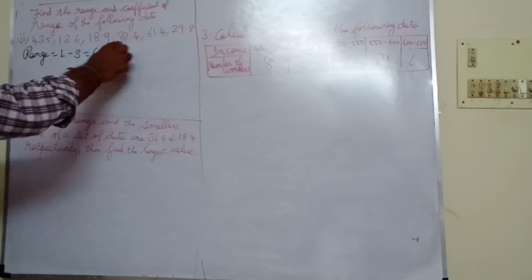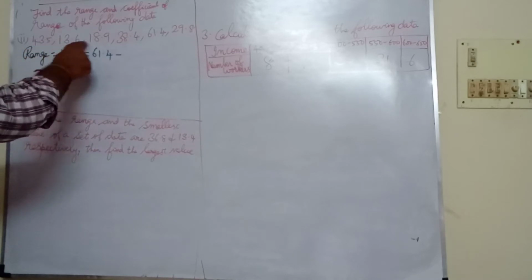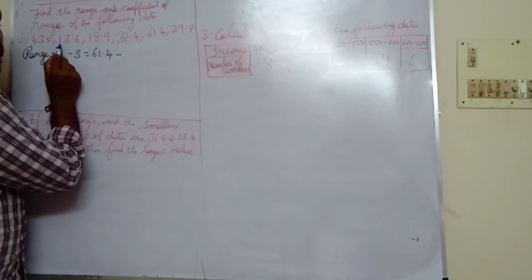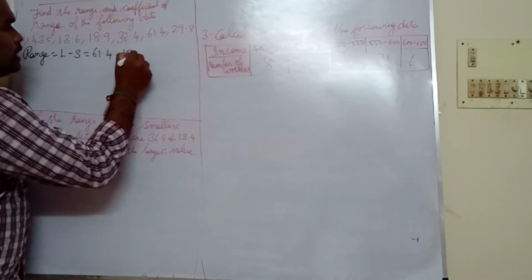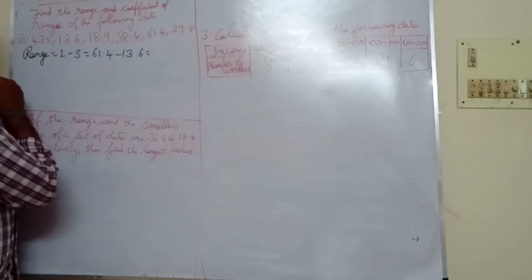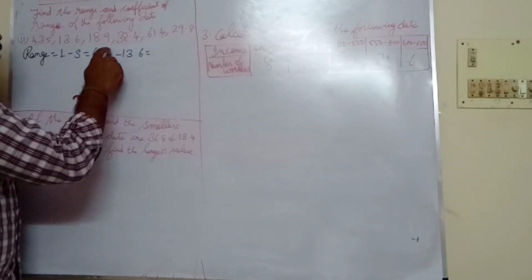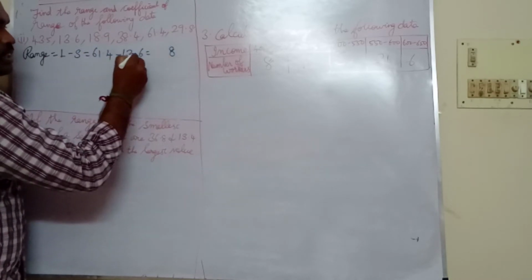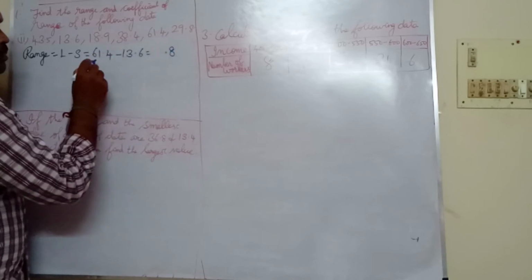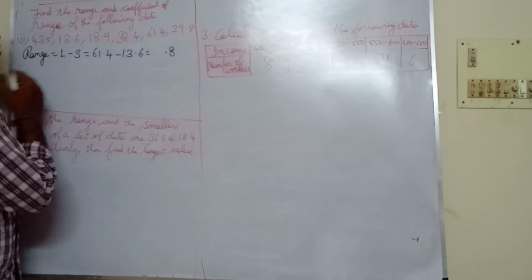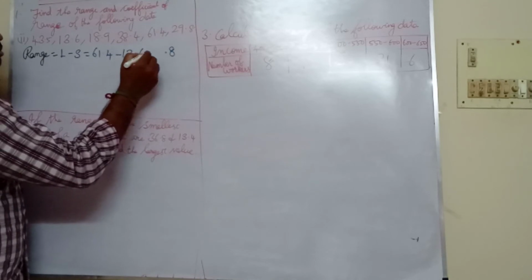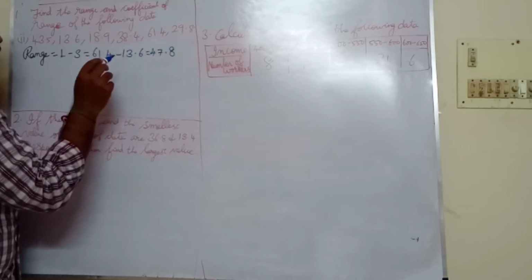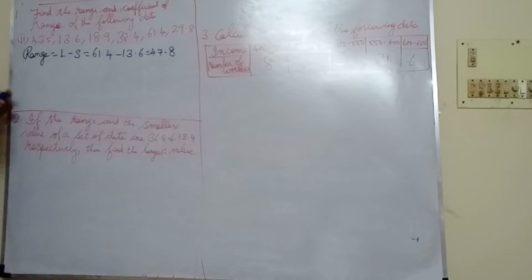Which one is the smallest value? 43, 13, 18, 38, 61. The smallest value represented is 13.6. So 4, if we cut 4, 14. 14 minus 6, 8. Here the decimal is there, so put the decimal. 61 minus 13, how much will it come? 47.8.